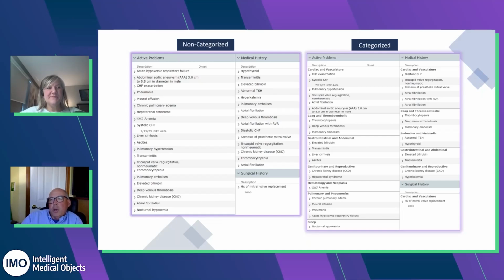Some extra ones that we parsed out, coag and thromboembolic, I mentioned because everybody cares about that. Smoking, a separate category for encounters, for miscellaneous encounters. You know, if you have an encounter for atrial fibrillation, we'll put that in cardiac.